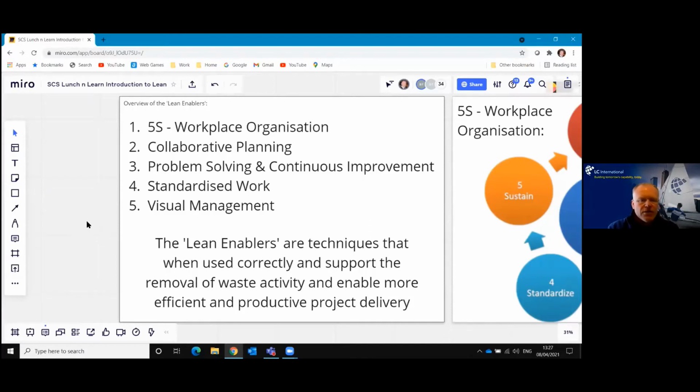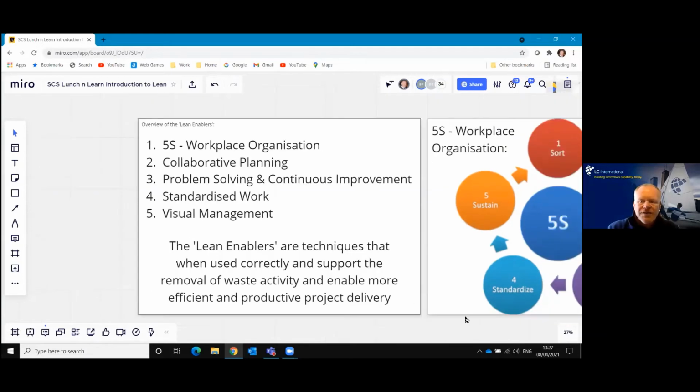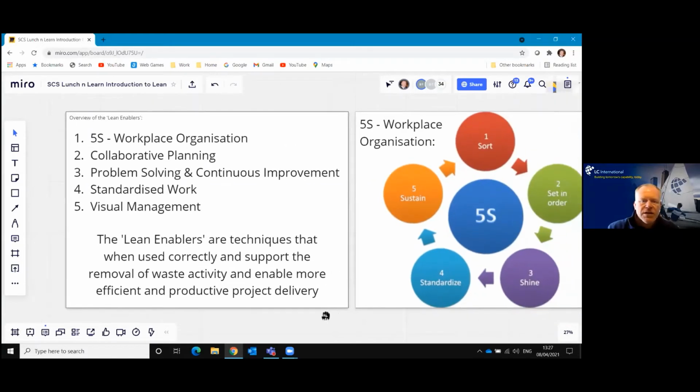And as we start to look at these enablers, I'd like you to think about these enablers, the things you've identified as your wastes, and then which technique may give you the greatest improvement or opportunity to work with other people to get them to understand the actions they can take. So the first one we're going to look at is 5S and workplace organisation.